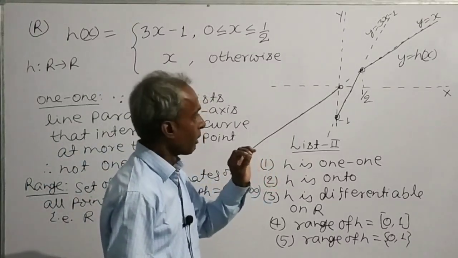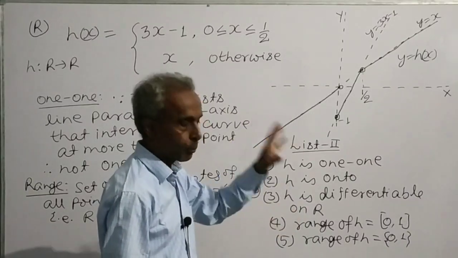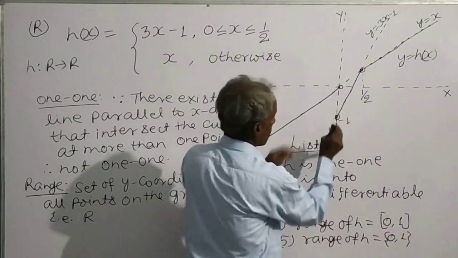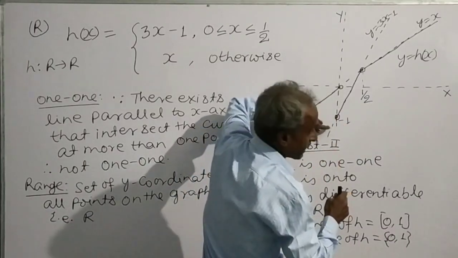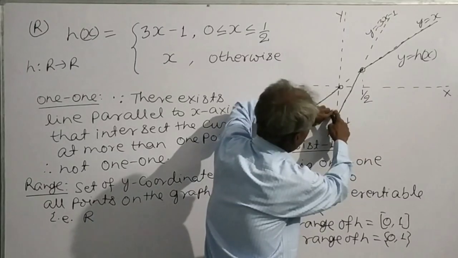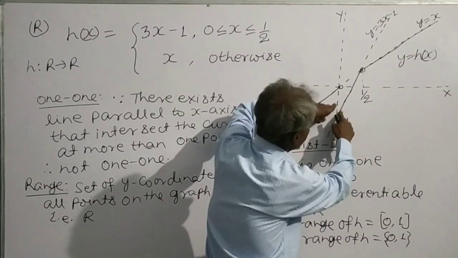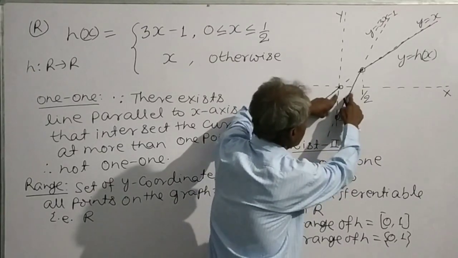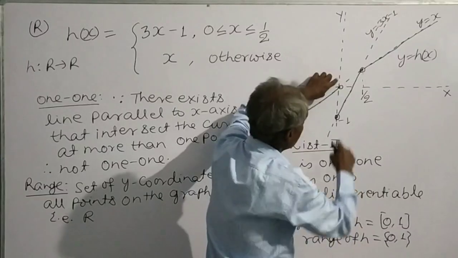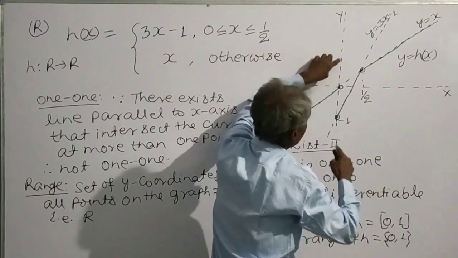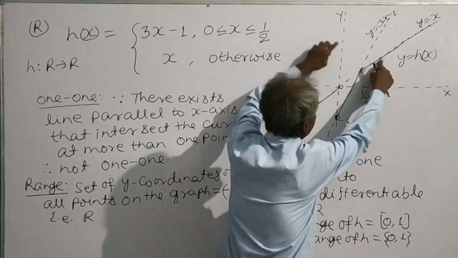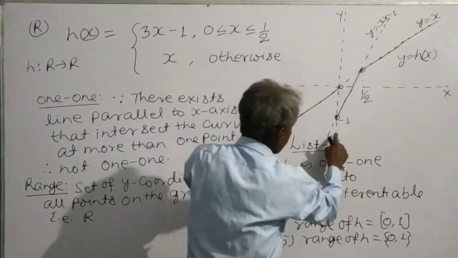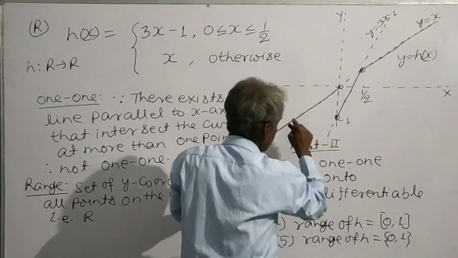The range is the set of y coordinates of all points on the graph. On the y-axis, this number is the y coordinate of this point. This number is the y coordinate of this point, and so on for each of these numbers.